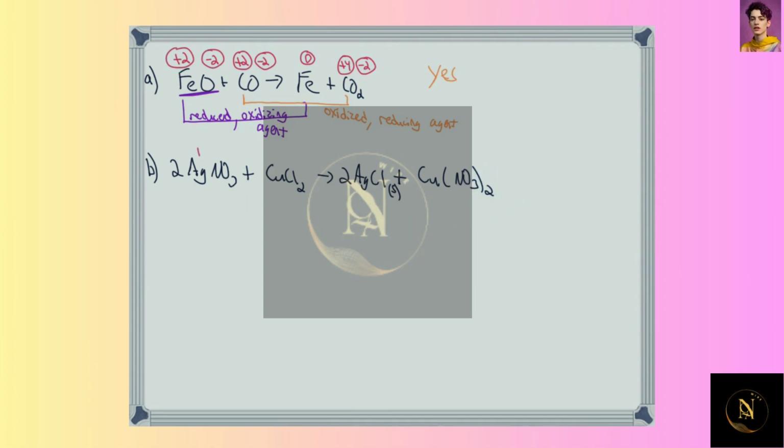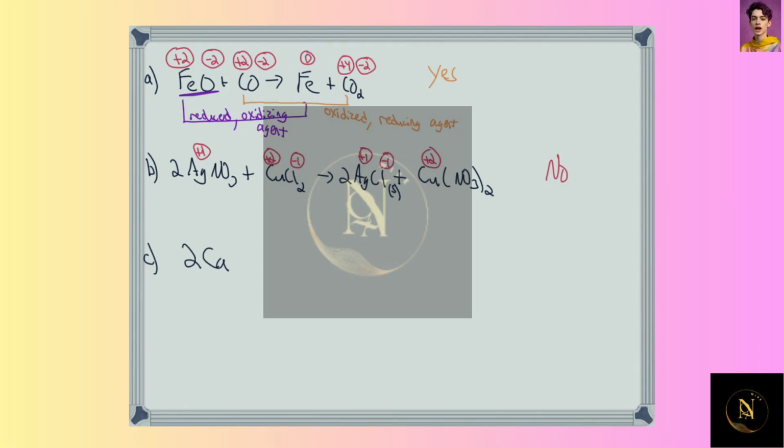Silver has a +1 charge, so it'll have a +1 oxidation state here as it does here. Chlorine will be -1 and -1. Copper will be +2 because that's its charge and +2. So no, this is not an oxidation-reduction reaction. There is no change in oxidation states of any of the species.